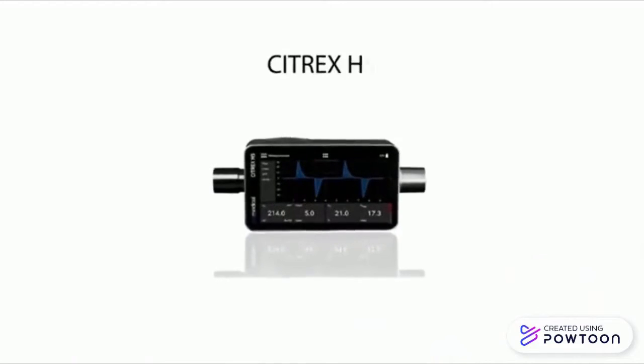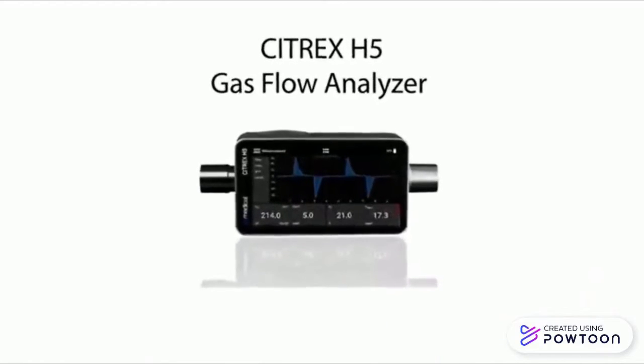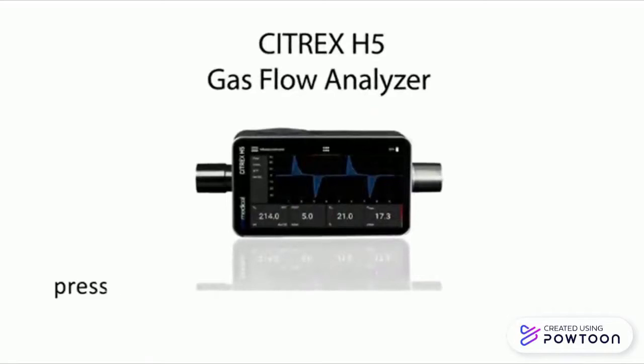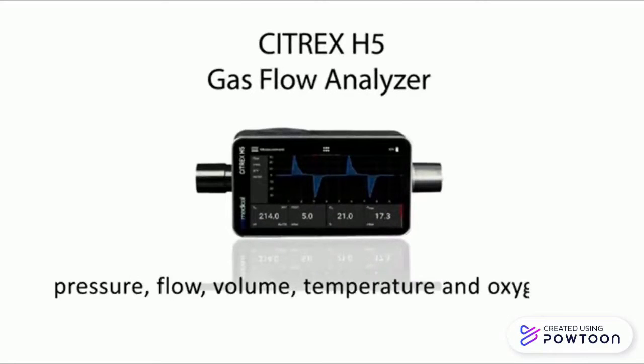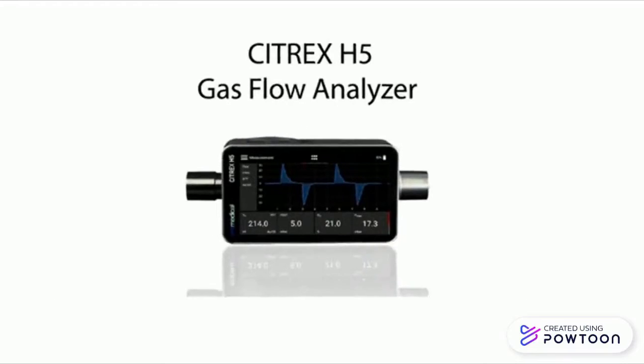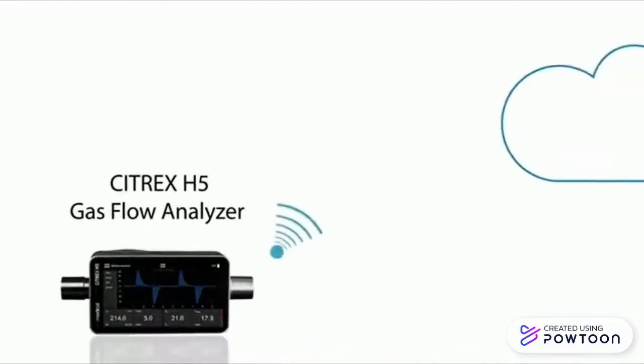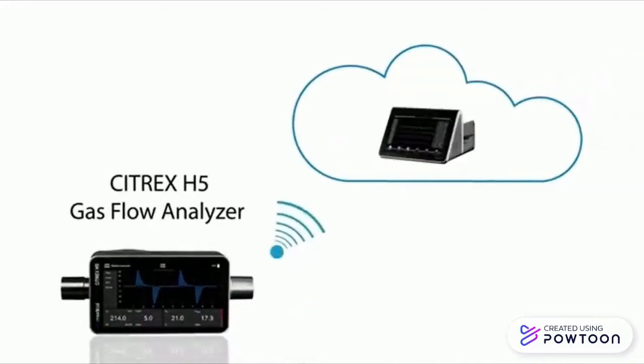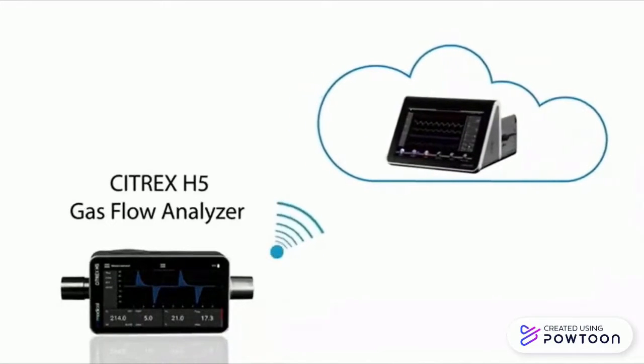The Citrex H5 gas flow analyzer from IMT Medical is able to test any type of ventilator. It measures pressure, flow, volume, temperature, and oxygen. The Citrex H5 can generate customized PDF test reports automatically. Additionally, integrated apps guide the user through the procedure so you can test a ventilator in less than 5 minutes. Test report included. This sounds exciting, right?